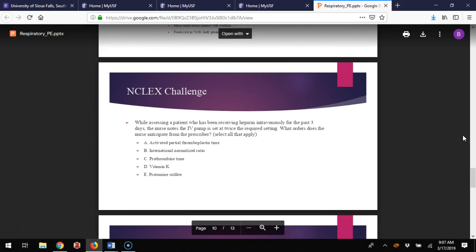So, an NCLEX challenge question. While assessing a patient who has been receiving heparin intravenously for the past 3 days, the nurse notes the IV pump is set at twice the required setting. What orders does the nurse anticipate from the prescriber? Which ones do you think will happen?